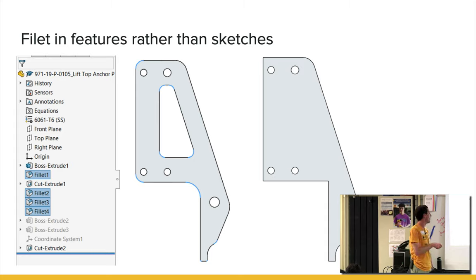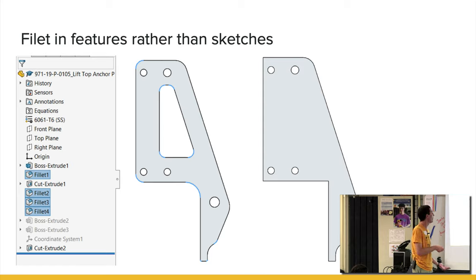So here we go. This is the part, the base feature on it. And then you can see that afterwards we went and added in most of the fillets. There's one fillet here, one fillet here, and a fillet here that were put in at the sketch level because they were important to the design. The feature here, we couldn't just put in any fillet. We needed to leave enough room for this hard stop to hit here.